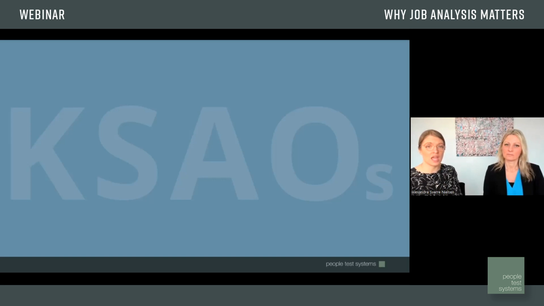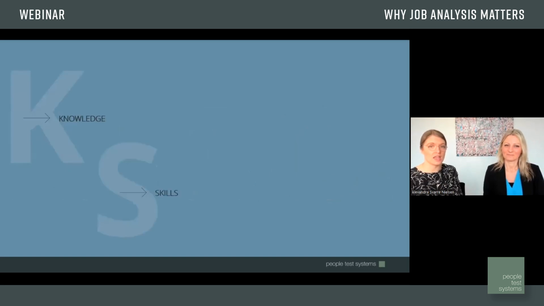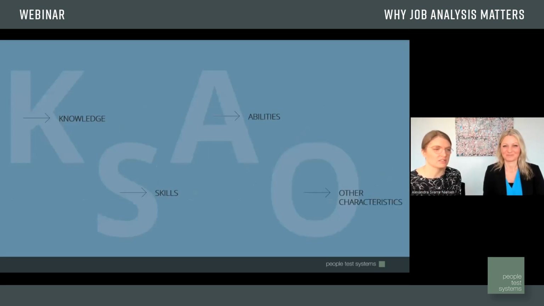KSALs is a combination of several parts of the job, of several competencies that we need. So K stands for knowledge, S for skills, A for abilities, and then O for other characteristics. And while I'm at it, maybe I should just bash the research area a bit more, because this other characteristics, it's a bit of a garbage can, right? It's just everything else that we need, and it can be a bit hard to remember all the other stuff that we might need in a job.